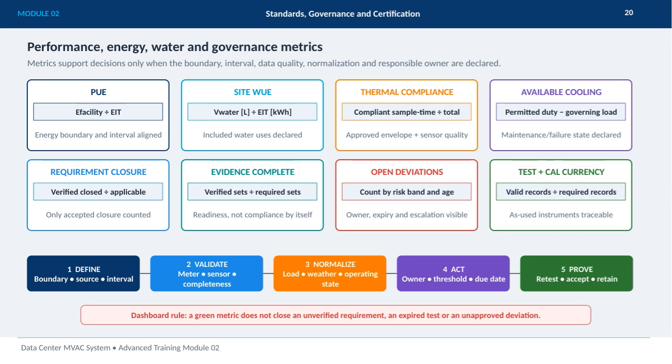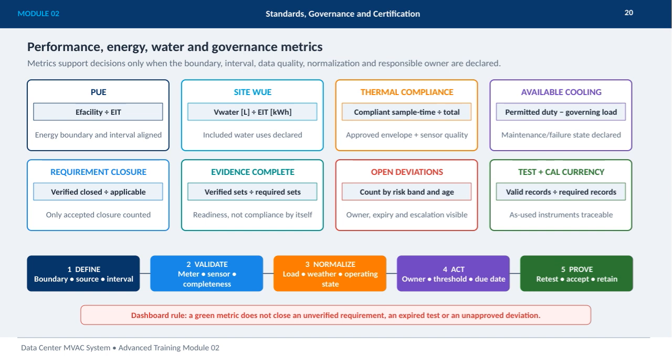For example, the metric PUE, or power usage effectiveness, is calculated as the total facility energy divided by the IT energy, with careful alignment of energy boundary and interval. Similarly, site WUE, or water usage effectiveness, measures water volume used per unit of IT energy, where all included water uses must be declared. Thermal compliance is tracked by the ratio of compliant sample time to total time, relying on approved building envelopes and sensor quality.